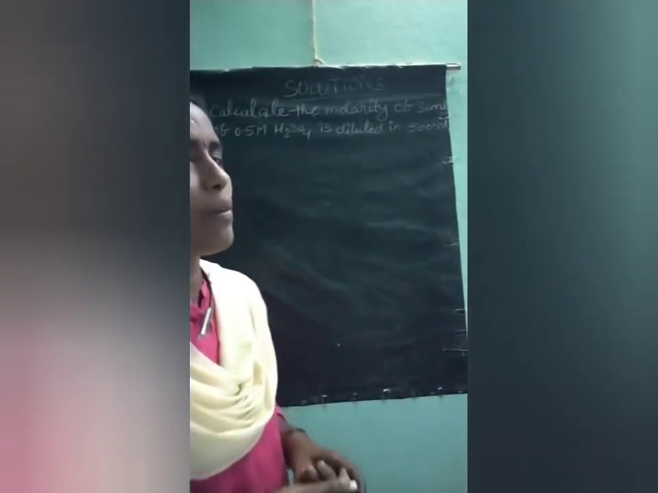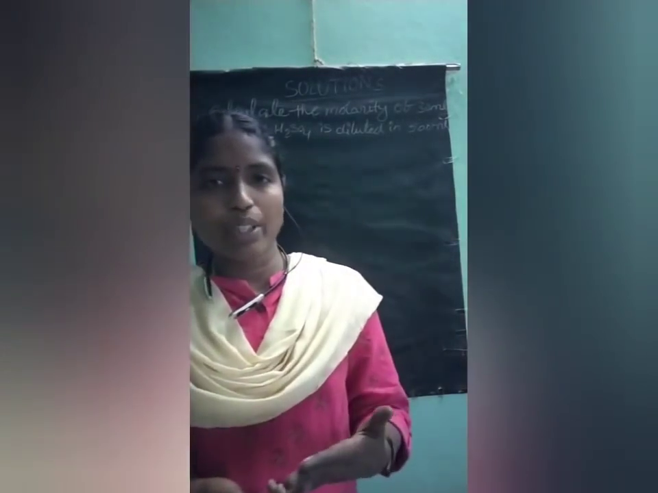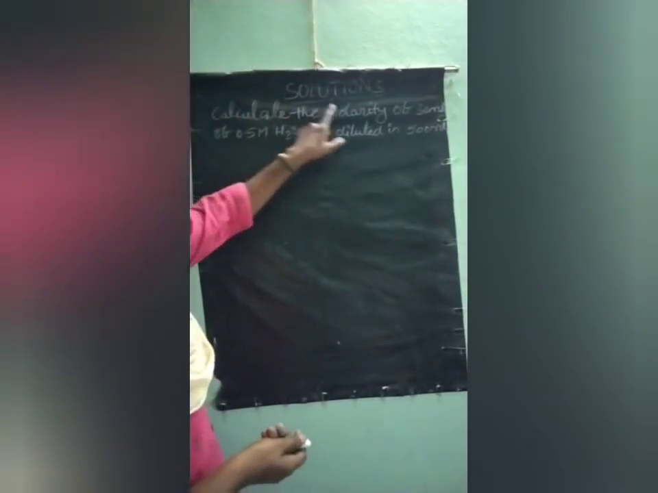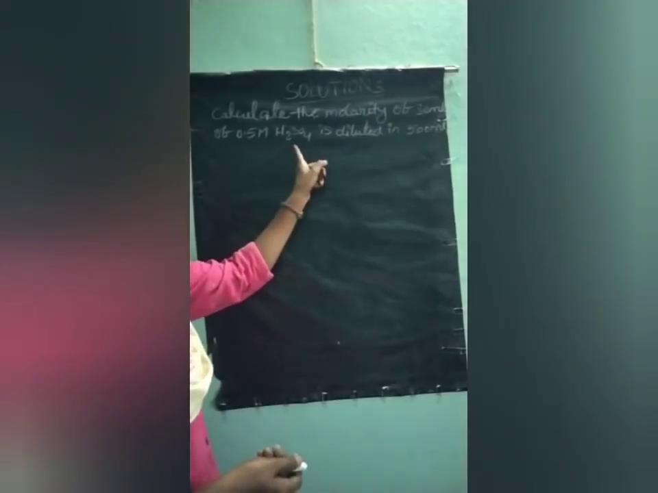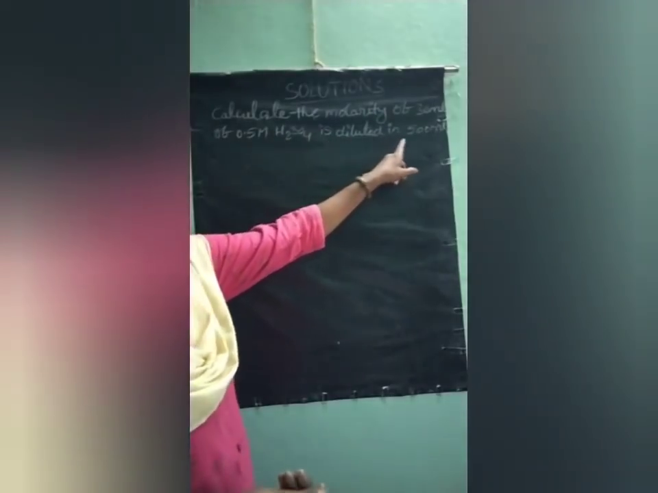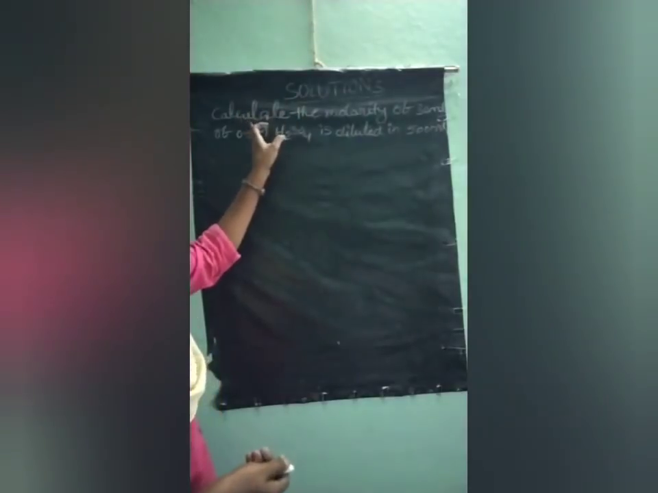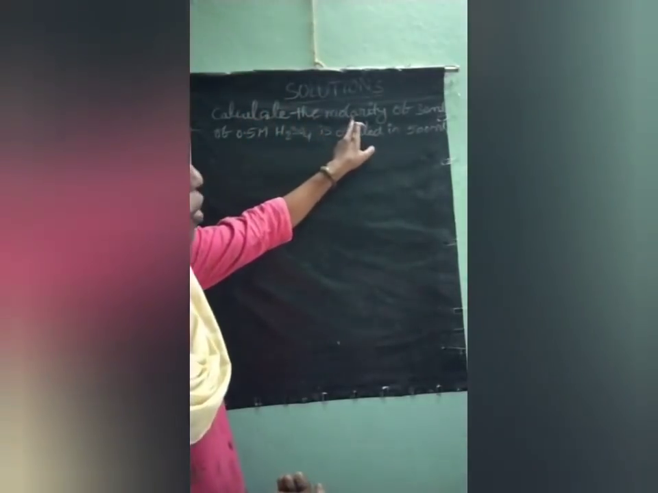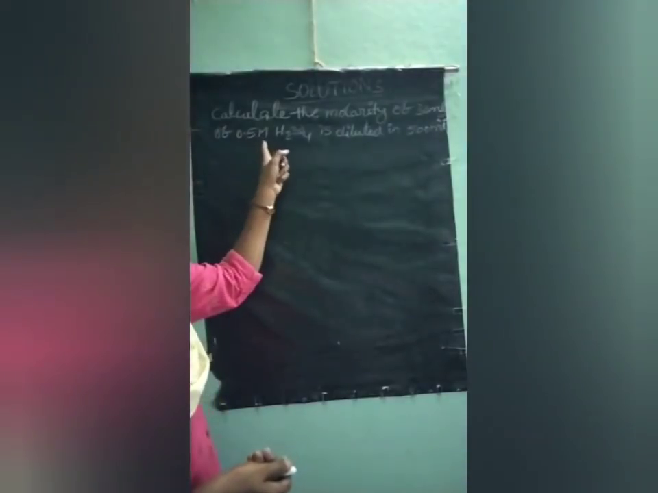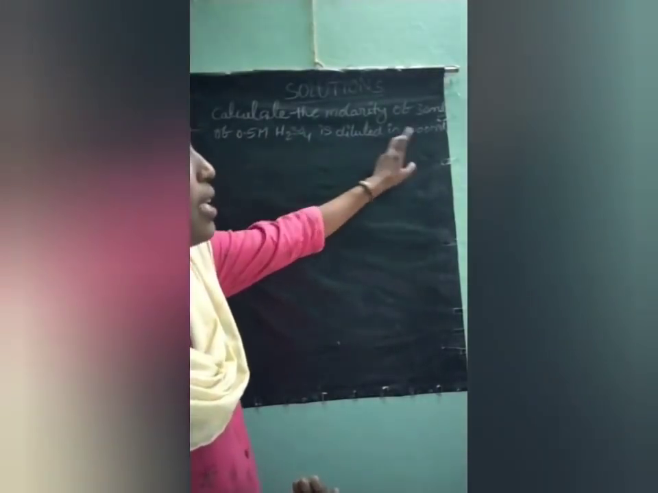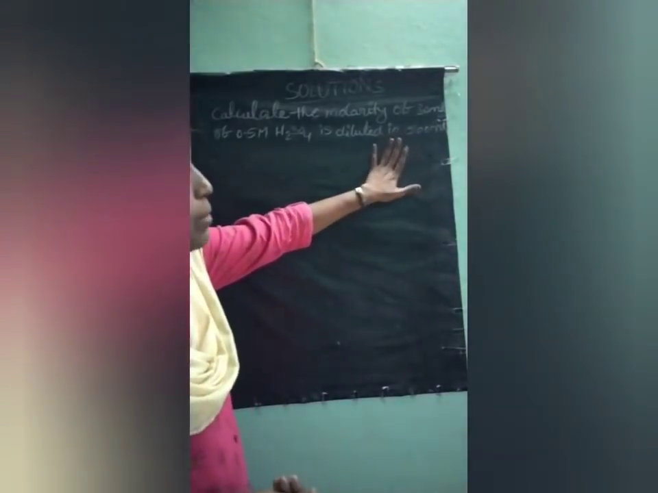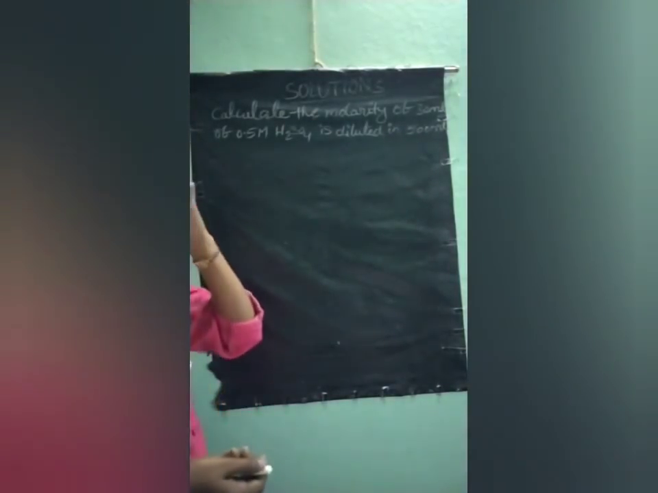In the last session, we discussed the topic solutions. In that, I am giving you one problem to do at home. The problem is: calculate the molarity when 30 ml of 0.5 molar sulfuric acid is diluted to 500 ml. Again, I repeat. So in this problem, what is the data given?